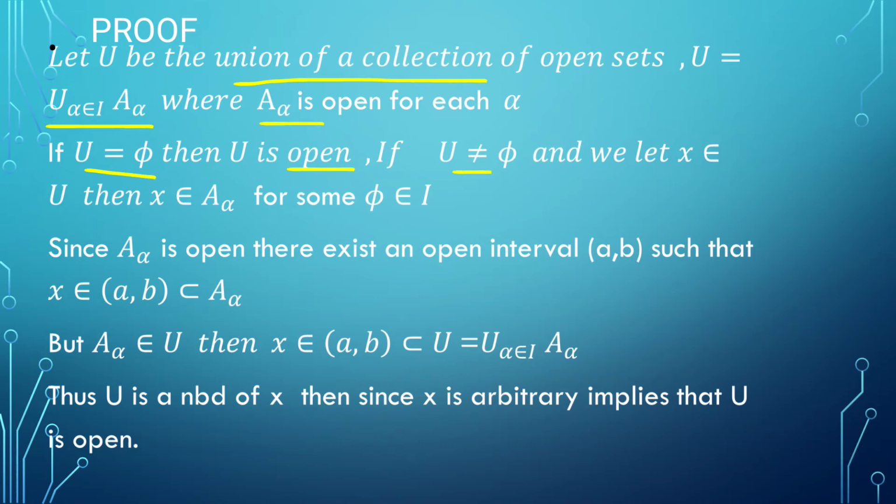But if it's not empty, there must be an x in it, such that x is in A_alpha for a given alpha. Then since A_alpha by definition is open, there exists a given interval (x - epsilon, x + epsilon) such that this is true. That's the key definition of a neighborhood.